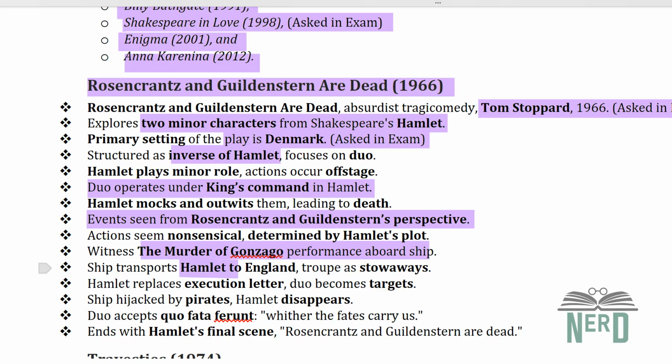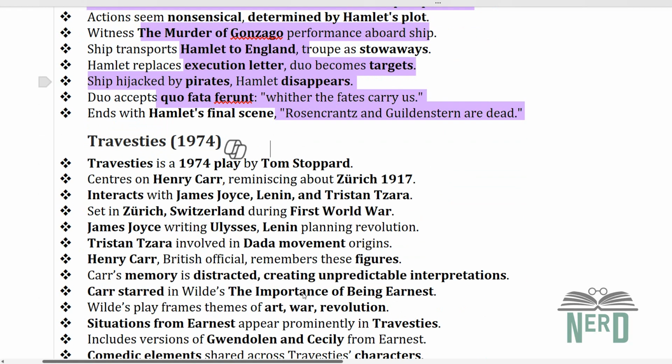Soon, they are sent to escort Hamlet to England with a sealed letter, but Hamlet secretly replaces the letter with one ordering their own execution. The ship is attacked by pirates, Hamlet escapes, and the two friends, now doomed by fate, accept their end with quiet resignation, uttering the Latin phrase "Quo fata ferunt," meaning "whither the fates carry us." The play closes with a chilling echo of Hamlet's final scene, the ambassador's line, "Rosencrantz and Guildenstern are dead."